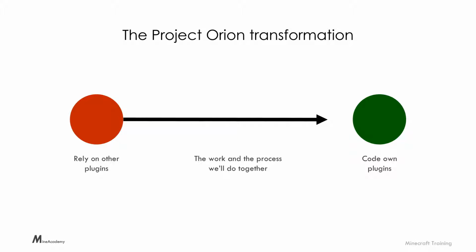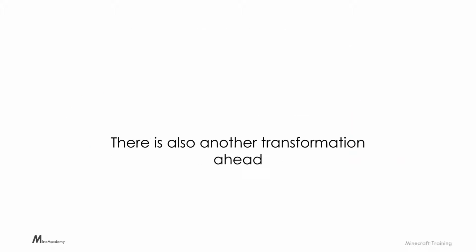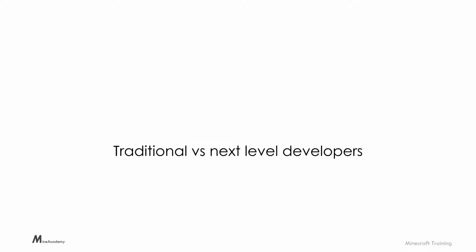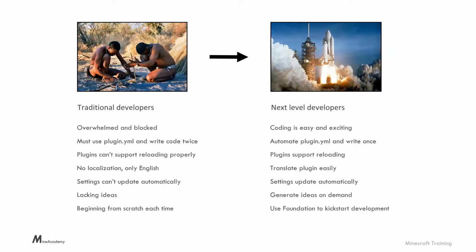The transformation here is, first you begin by relying on other plugins, so most people start there, and then we do the work and the process together using the training here until you are fully self-sufficient and self-reliant and you're able to code your own plugins. But there is also another transformation ahead. This is called the traditional versus next level developers transformation.